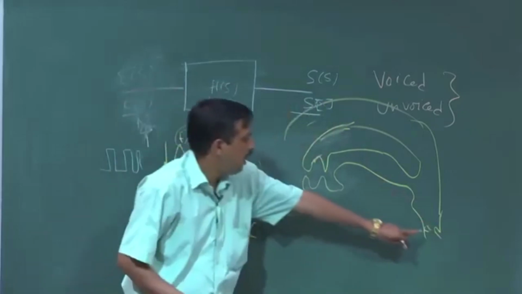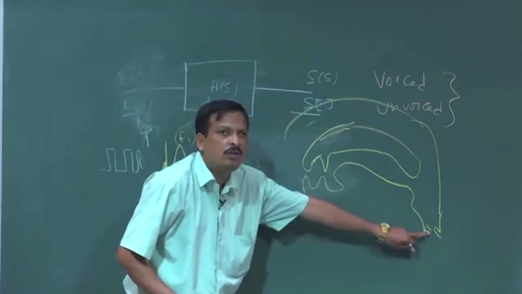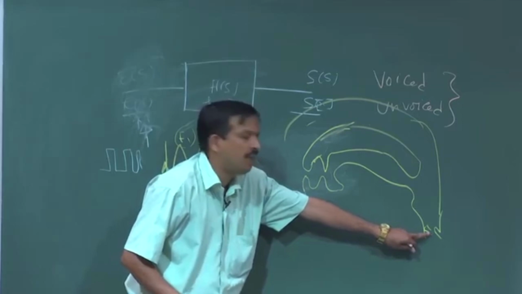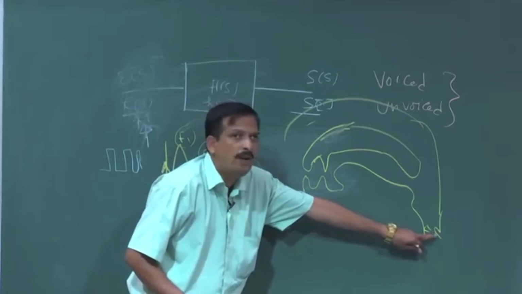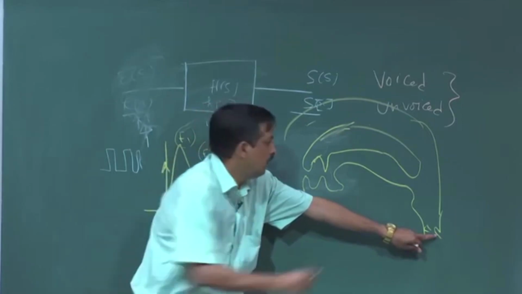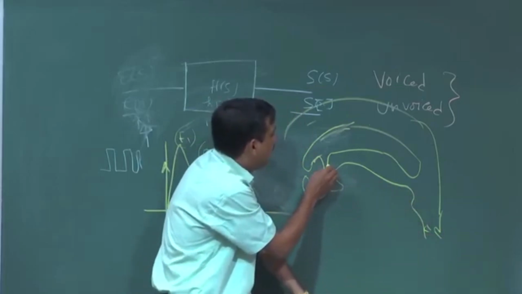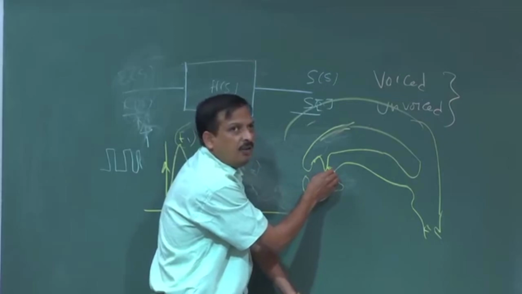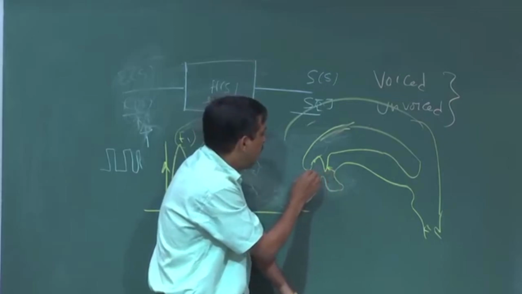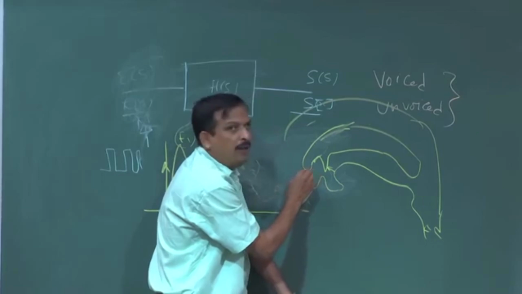Here either the glottis can close or open. If it is closed, then I call it voiced sound. If it is open, then I call it unvoiced sound. Now, if the tip of the tongue touches the teeth, then I call it a dental sound, or blockage can happen here. Constriction can happen in the labial position also.